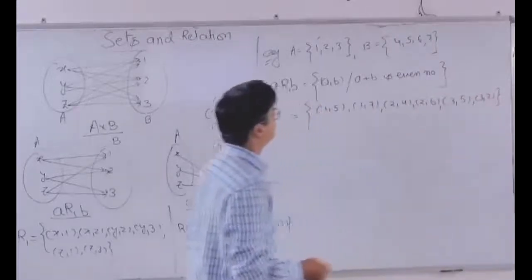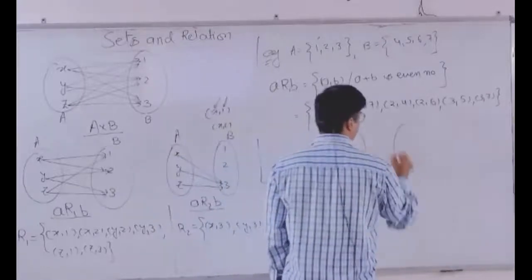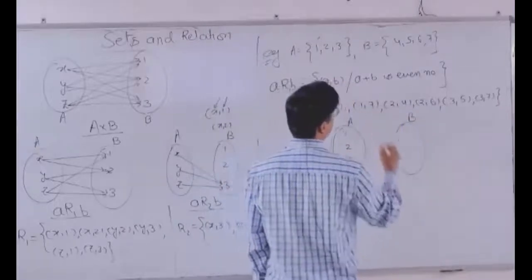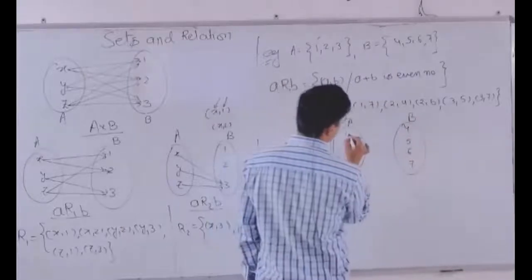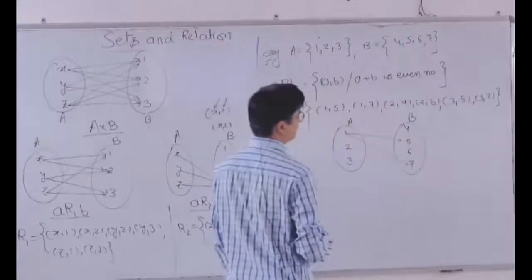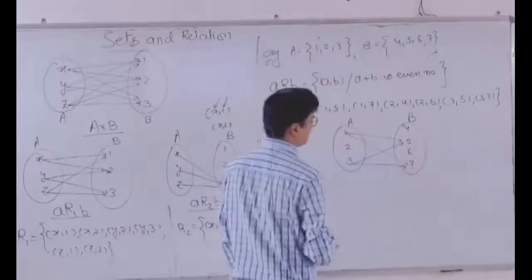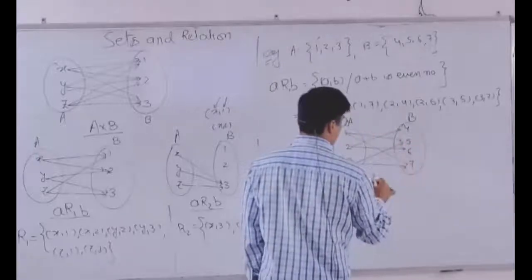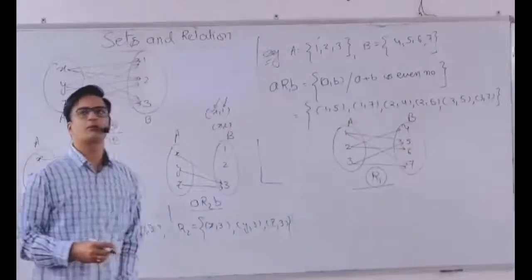Yes or no? On the diagram, I can show it like this. This is your 1, 2, 3. This is your 4, 5, 6, 7. So 1 is connected to 5. 1 is connected to 7. 3 is also connected to 5. 3 is also connected to 7. 2 is connected to 4 and 2 is connected to 6. This is your R1 relation. Yes or no?